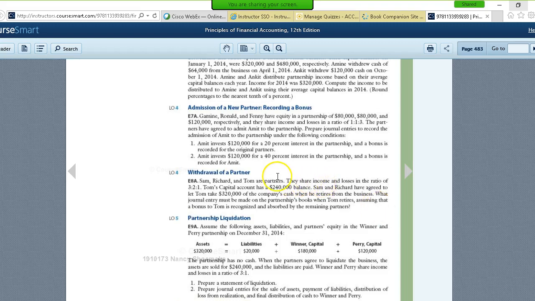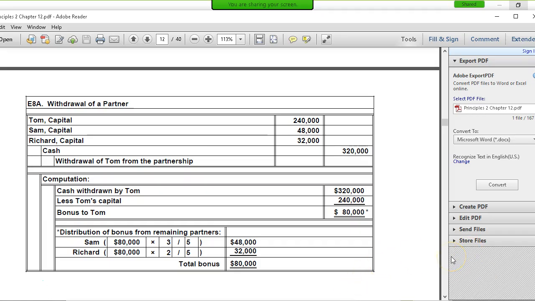So if Tom has a capital account of $240,000, but he's going to get to take $320,000 of cash from the business, then we're going to debit his capital account by $240,000, and that remaining $80,000 is going to have to be shared by Sam and Richard. So as you see here, the $320,000 in cash, we know $240,000 is Tom's capital account we need to zero out.